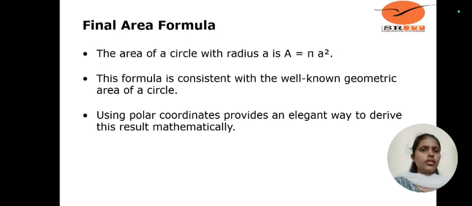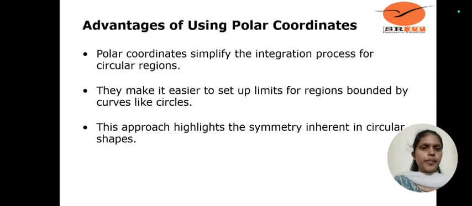Final area formula. The area of a circle with radius a is A equals pi a squared. This formula is consistent with the well-known geometric area of a circle. Using polar coordinates provides an elegant way to derive this result mathematically.